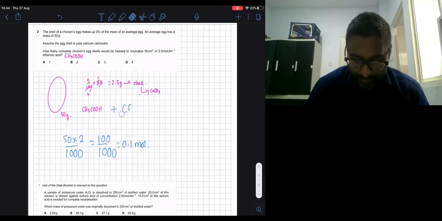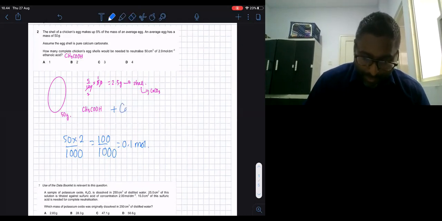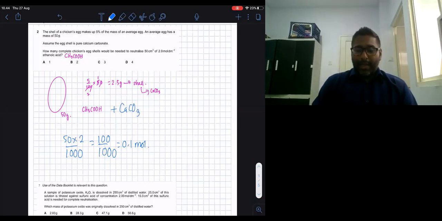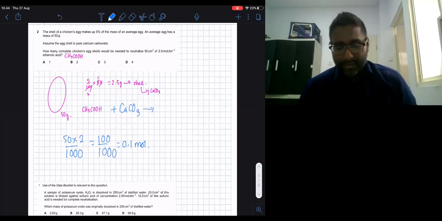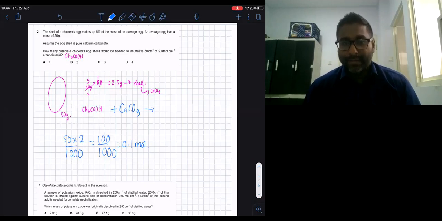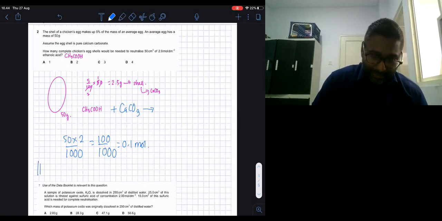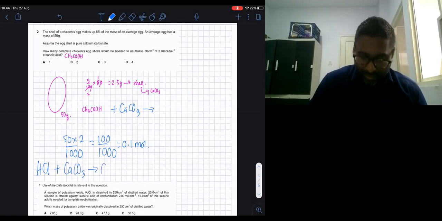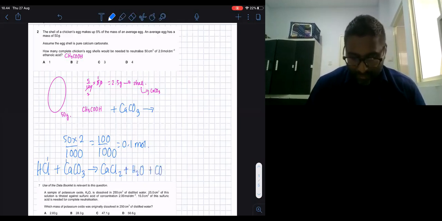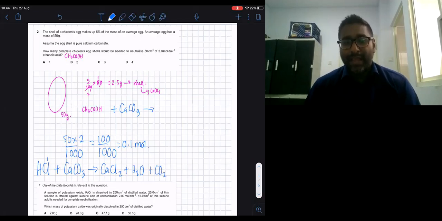So I'll erase this part. I need to write down the equation for this. Any acid, when it reacts with carbonates, will give you salt and carbon dioxide and also water. Do remember this. So if I write down over here HCl, if you react it with calcium carbonate, you are going to get calcium chloride, and then H2O and carbon dioxide. So we need to balance it. The same thing over here.